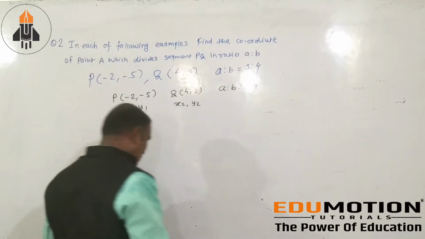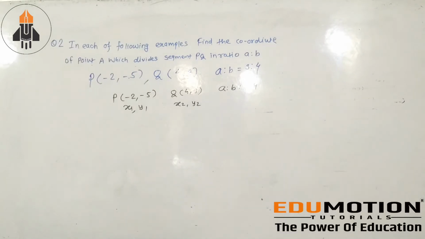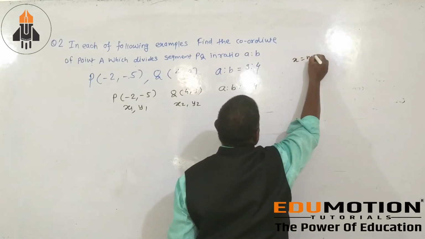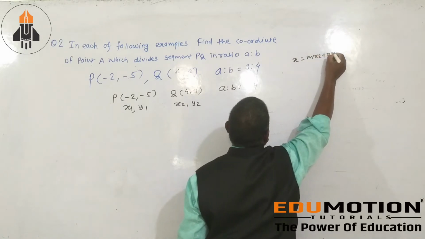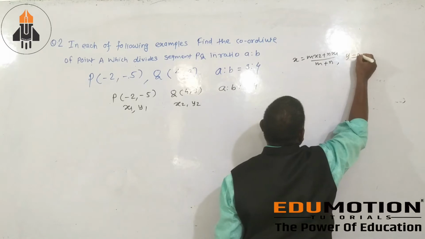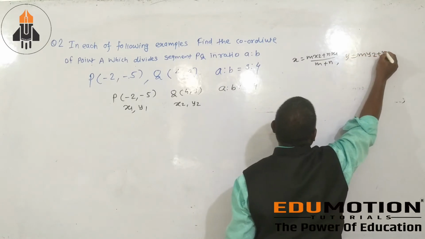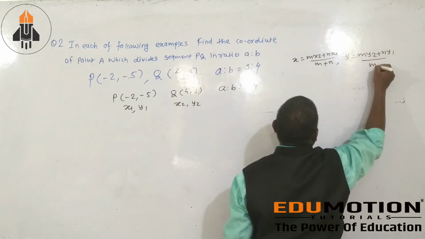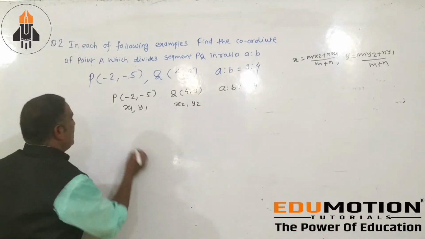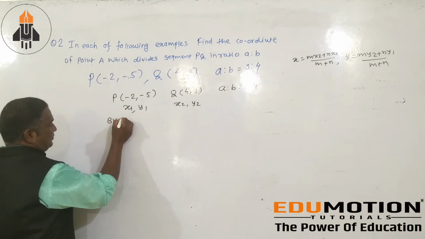इसके पहले मैंने आपको बताया था फार्मूला. Which formula? x equals mx2 plus nx1 divided by m plus n. y equals my2 plus ny1 divided by m plus n. Okay, then same procedure is here.